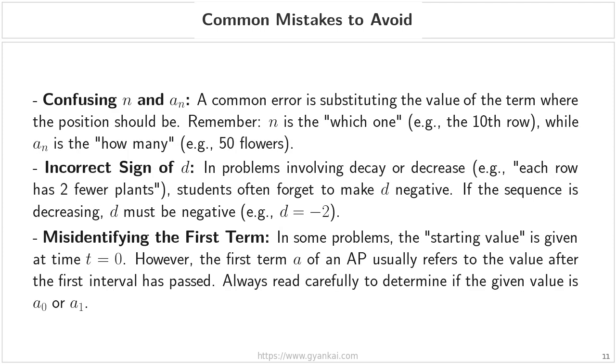Finally, watch out for misidentifying the first term. This can be tricky. Sometimes, a problem will give you a starting value at time 0. But remember, in an arithmetic progression, the first term, a, usually refers to the value after the first interval has actually passed. Always read the wording of the problem very carefully to determine if the value provided is a sub 0 or a sub 1. Taking that extra second to clarify your starting point will save you a lot of trouble later on.